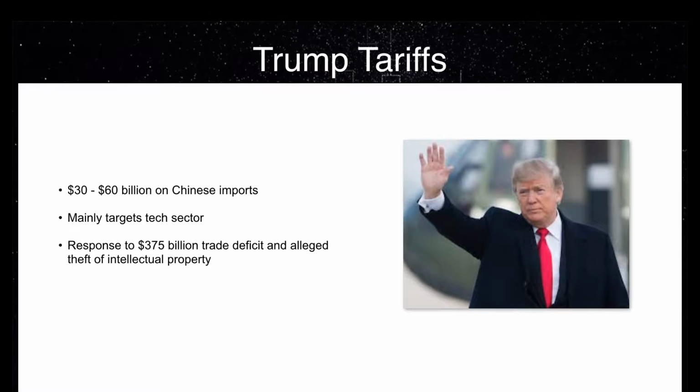A lot of this is due to the $375 billion trade deficit that we have with China. But more importantly, there has been some alleged theft of intellectual property, and this is brought about mainly because if you're a foreign company and you want to transact business in China, they generally make it a law where you have to partner with a Chinese company. And so when you do that and you work on technology, obviously trade secrets and research can easily be taken advantage of in those types of partnerships.